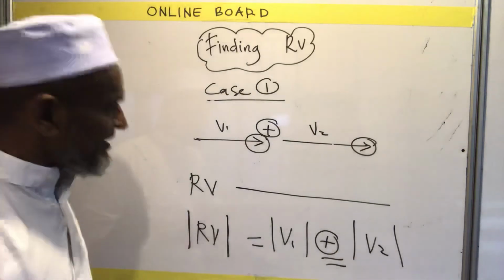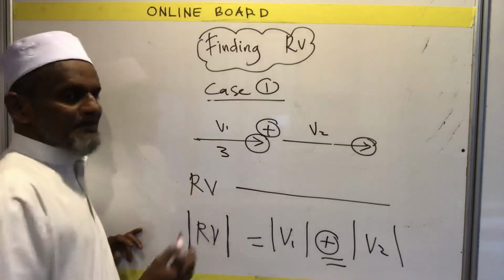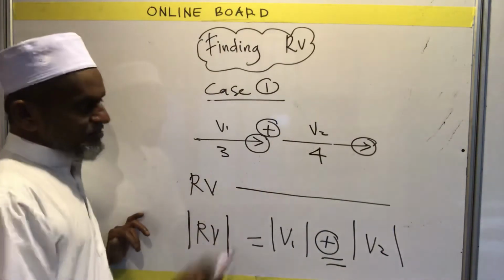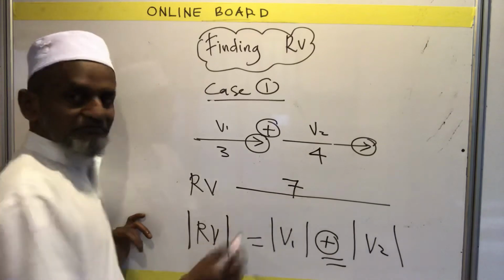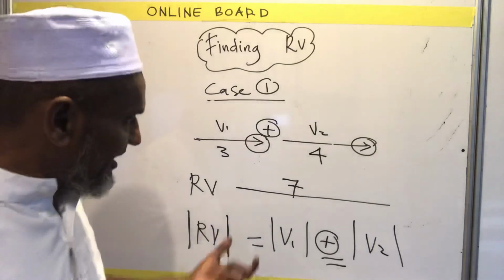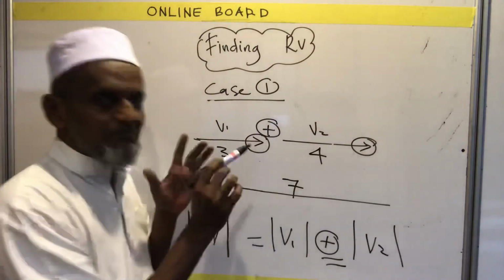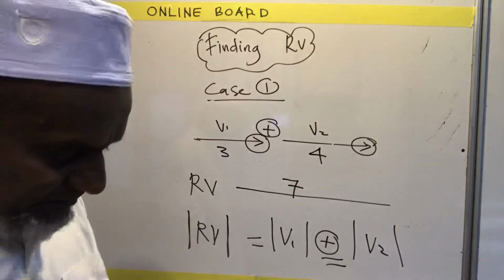I give a simple example. Let us say this is 3 units, this is 4 units. So now this magnitude would be 7. The only time we can add like numbers is when they are parallel and in the same direction. That's the only time. This is case 1.